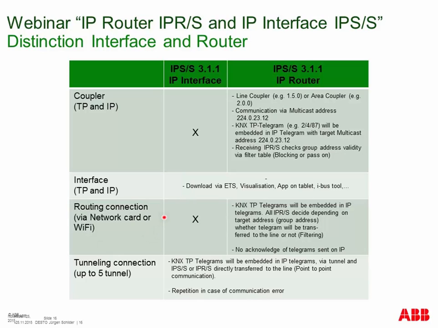The routing function, more details also shown later, in principle is also possible only with the IP router. That has to do with line and area coupler replacement, so not possible with the IP interface. But the tunneling connection, already mentioned, 5 tunnels are available in parallel, for both devices. So you see the whole performance is only available with the IP router, but in some cases, of course, like here, tunneling connection or interface usage, the IP interface is absolutely sufficient.